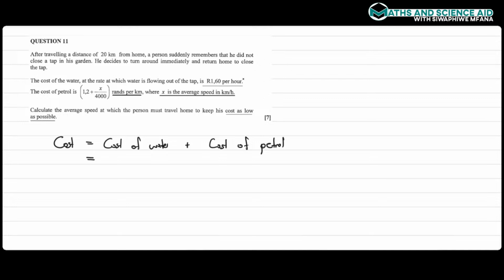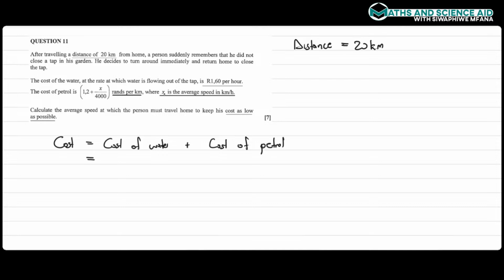So that's the rate per hour, but we want to know the actual value, the money, the actual cost that he needs to pay. So in order to know that, we need to know how long he is going to take to close the tap. Right now, he is 20 kilometers away from home. He needs to turn back, so he will have to travel a distance of 20 kilometers, right? So we have a distance of 20 kilometers.